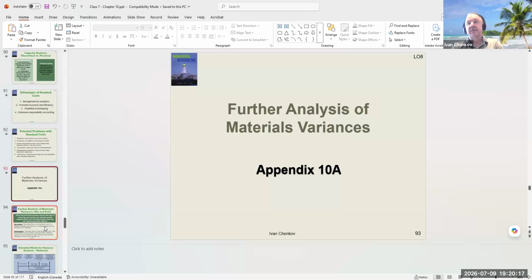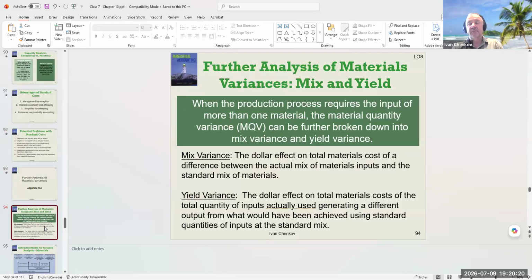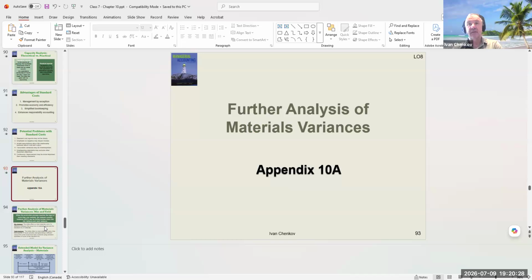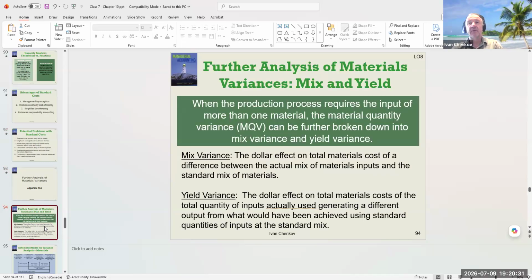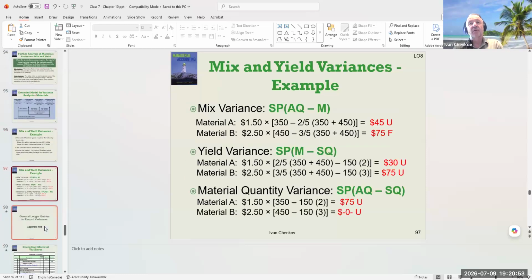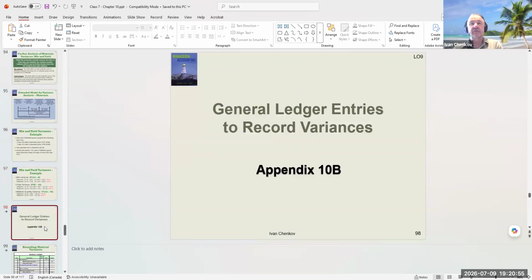Now, for further analysis of the material variances, those of you who are going to go into accounting are going to see that on the material variance, we can go deeper on the quantity variance. And we can identify where the quantity variance is coming from, if we have more than one product or more than one ingredient to produce the product. Is it because of the mix variance or the yield variance? Those people are going to find out more about it, of course.